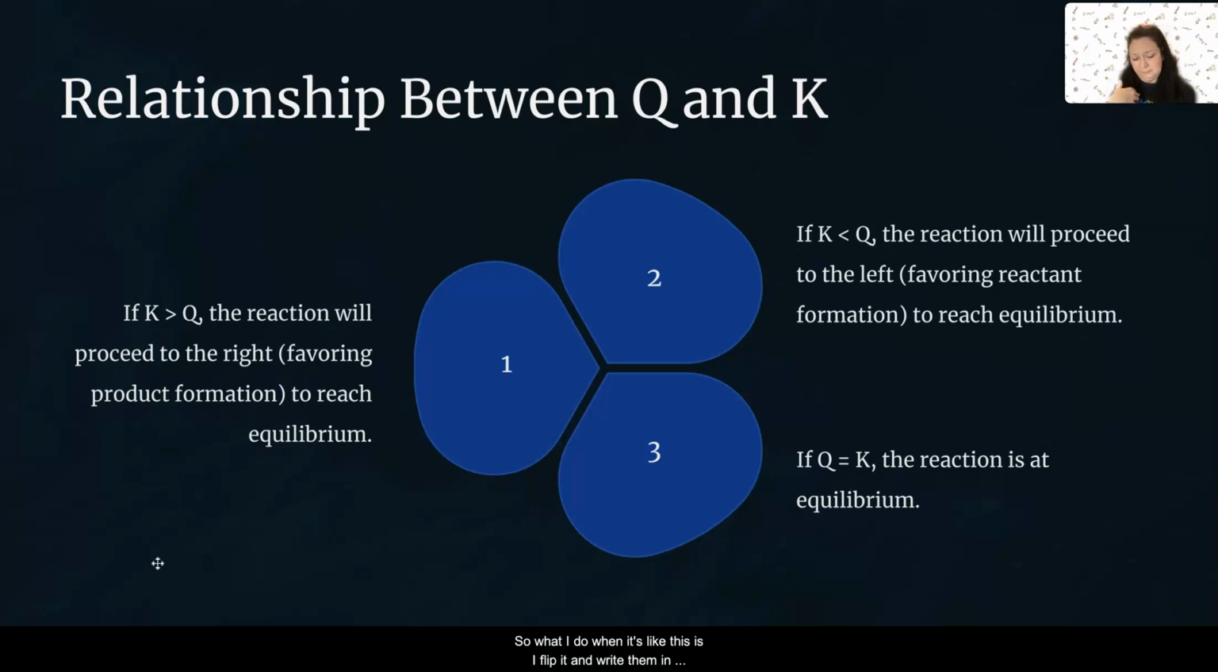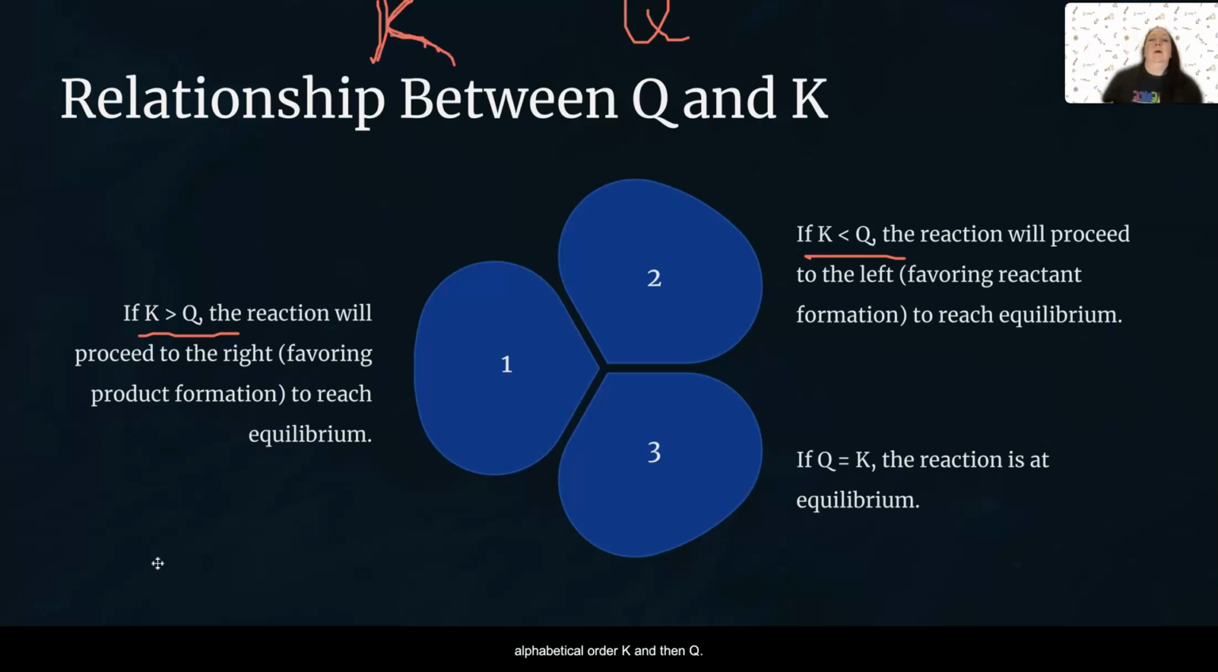So what I do when it's like this is I flip it. I write them in alphabetical order: K and then Q. Why do I flip it? And why does it matter? Because when you have two values, like if you know your K value and you know your Q value, you could plug them in. So let's just pick easy numbers. We're not going to do hard numbers. Let's say K is 1.5 and Q is 3.2.